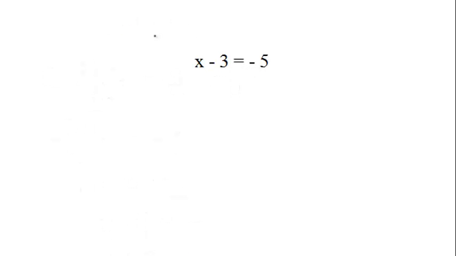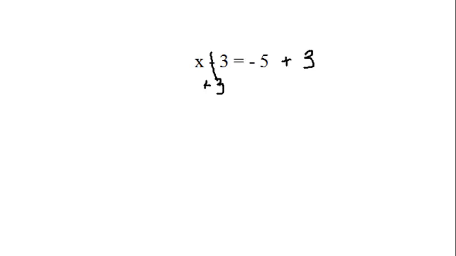x minus 3 is equal to negative 5. In this one, we don't have to deal with any multiplication or division. All we have to do is get rid of the minus 3. To get rid of the minus 3, we add 3. We add 3 on both sides.